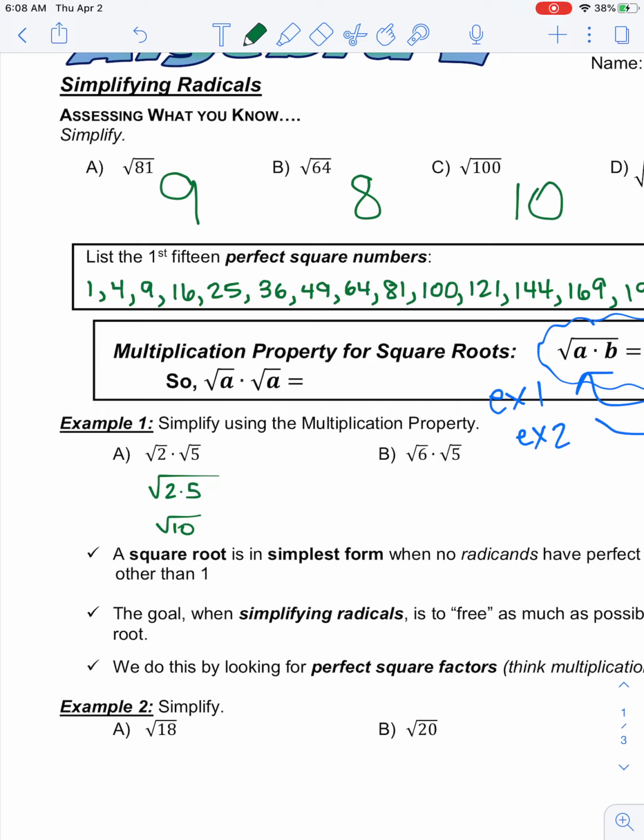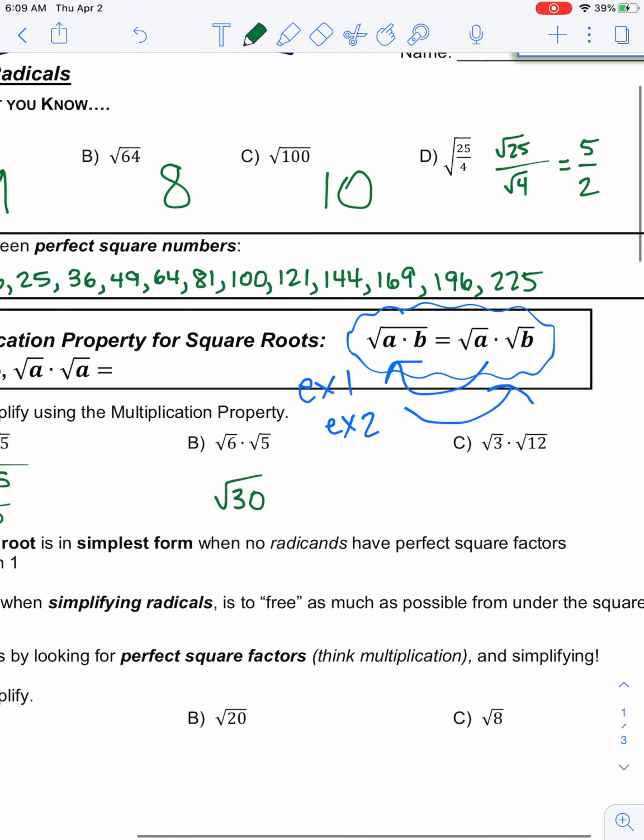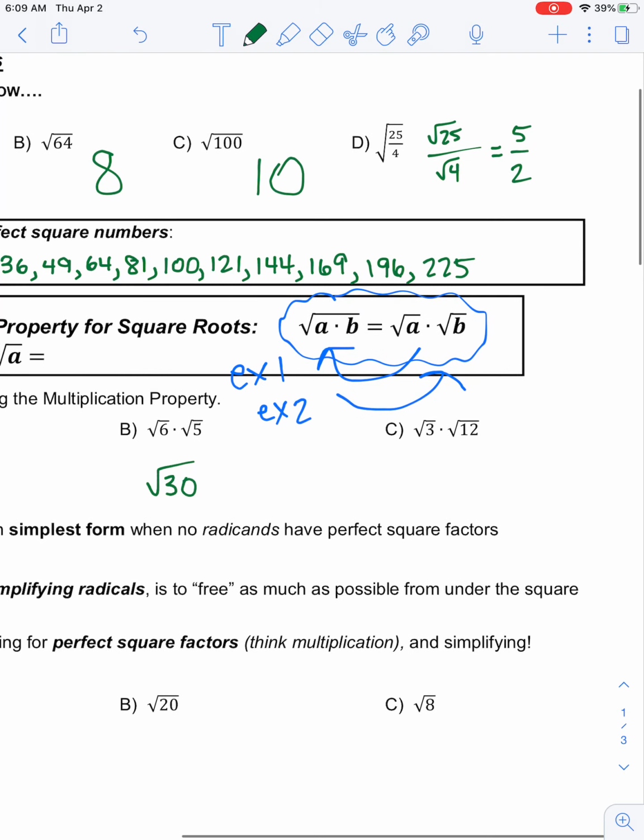With part B, if you want to show that step in the middle, go ahead and do the square root of 6 times 5, but I'm just going to go right to the answer. 6 times 5 is 30, so I get root 30. Notice you could say square root of 30. You could also say root 30 for short. You could also say radical 30. So there are many different ways of saying that answer out loud.